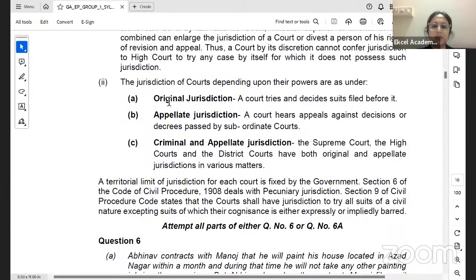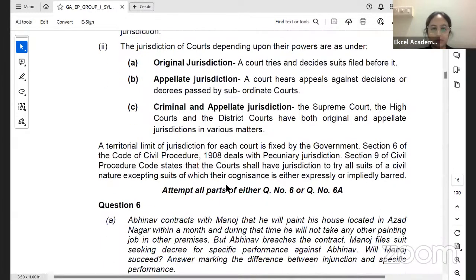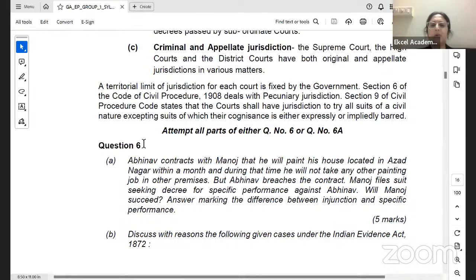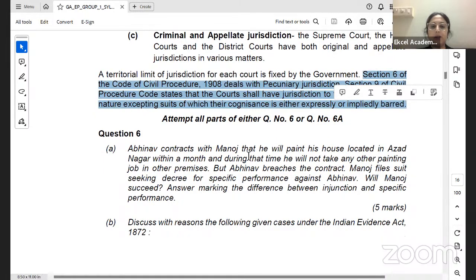Then about jurisdiction, you have to say original, appellate, and criminal, and explain all of this. Apart from that, we also have something called territorial jurisdiction, that is regarding the place. You can just make a mention. The territorial limit of jurisdiction of each court is fixed by the government. Section 6 of CPC deals with pecuniary jurisdiction, that is related to money, and Section 9 states that the court shall have jurisdiction to try all suits of a civil nature, excepting suits of which cognizance is either expressly or impliedly barred.